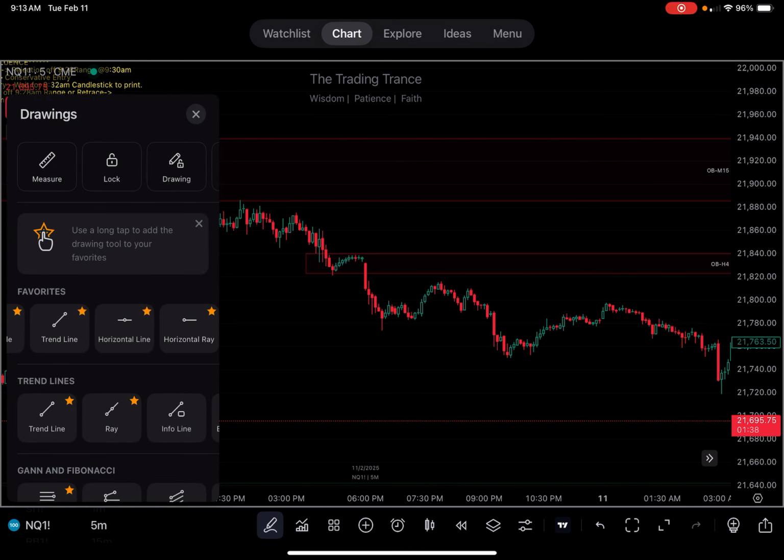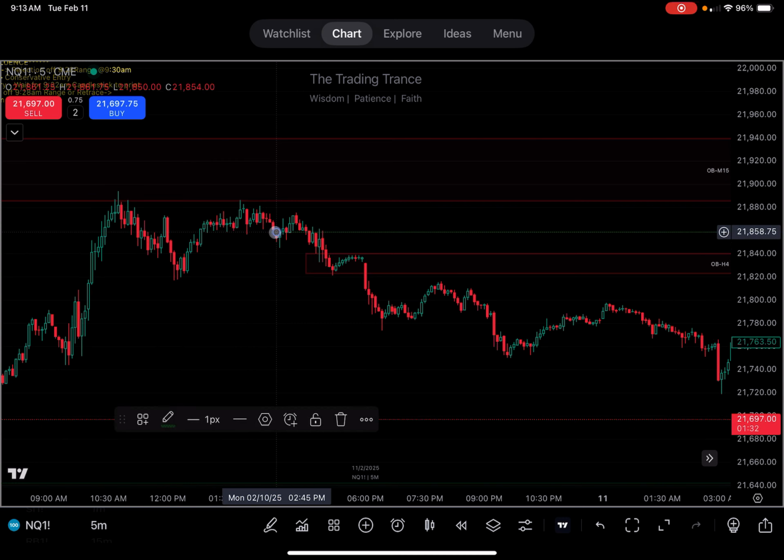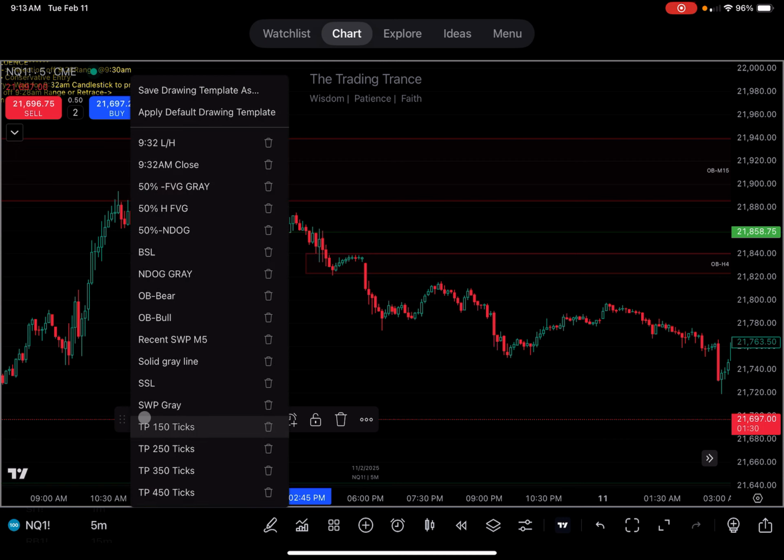I also use these order block representations. I am calm. Because I don't like a lot of rectangles.